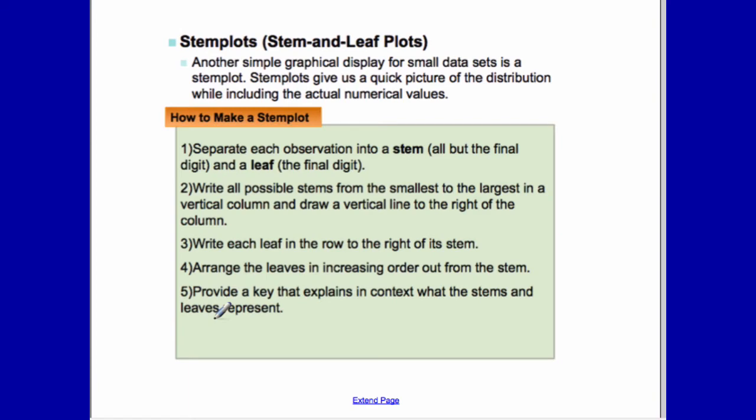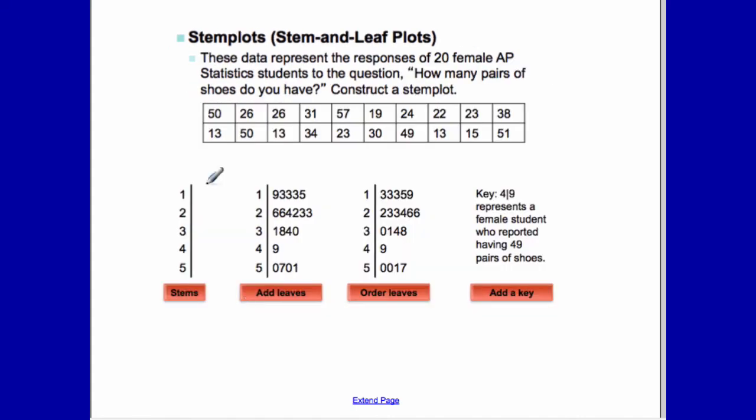Then we get into something called stem and leaf plots, where you have a stem and a leaf, and they kind of go through and explain how to do it. I think it's easiest just to see an example. So we're going to go right on to the next one. Here's an example of how to put together a stem and leaf.